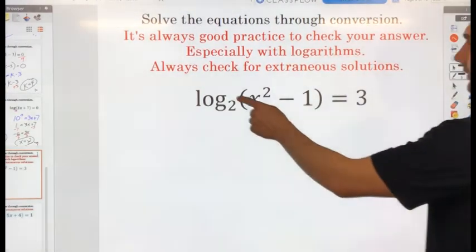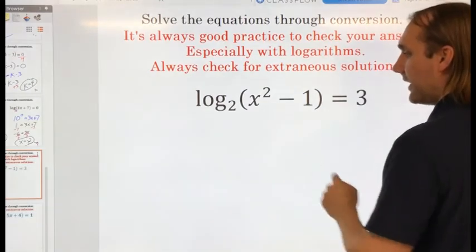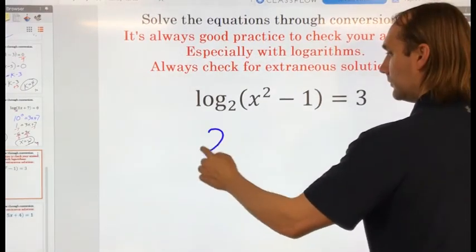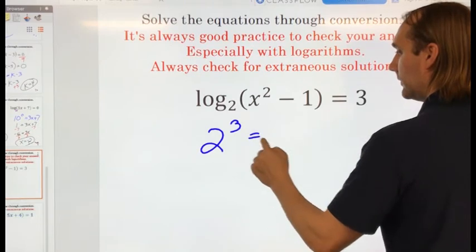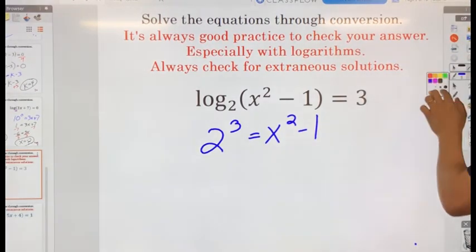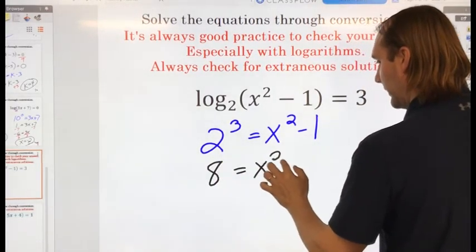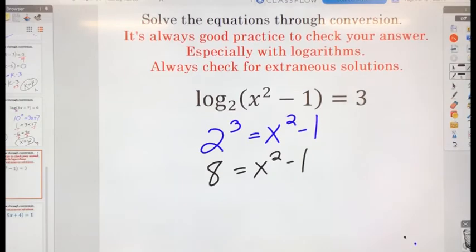I have the expression, log base 2 of x squared minus 1 equals 3. I have nothing attached to my log, so I can go ahead and turn this into an exponent. And what does it look like as an exponent? 2 to the power of 3 equals x squared minus 1. All right, 2 cubed is 8, so I get 8 equals x squared minus 1.